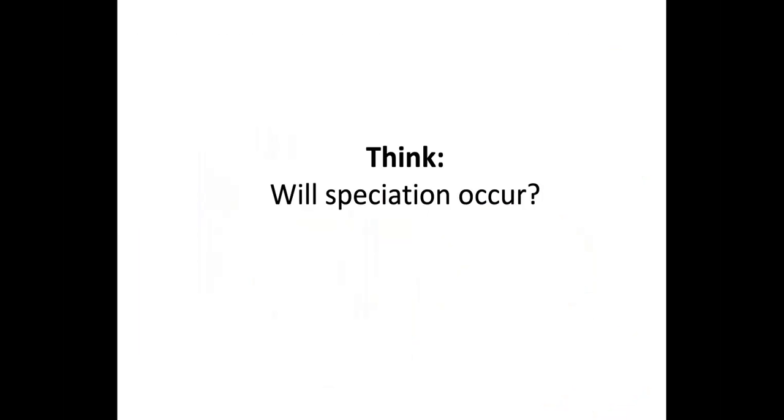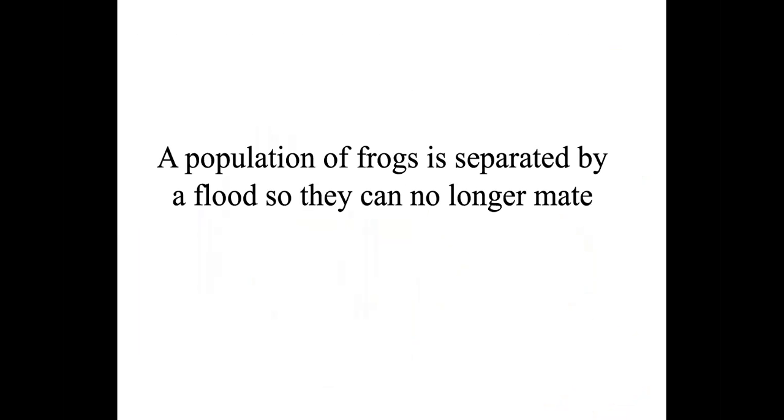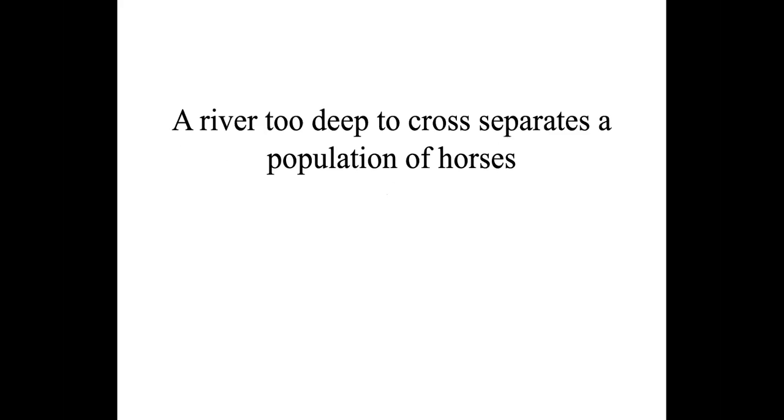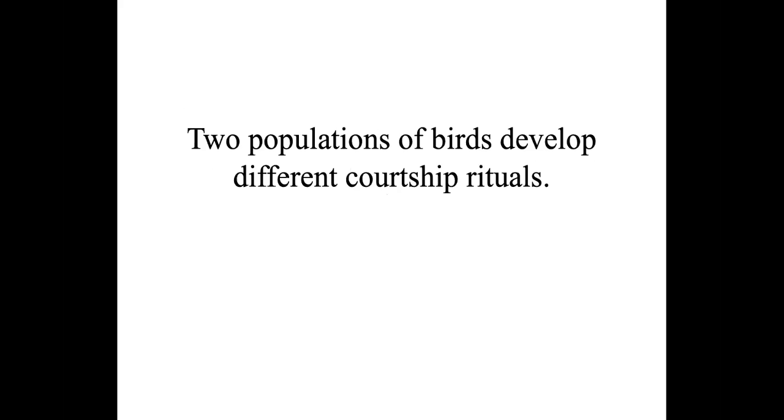So let's think about these. Will speciation occur? A population of frogs is separated by a flood. Yes, because they're going to be isolated. A population of rabbits lives on the same island. No, they're not separated. We're not talking about any kind of isolation. A river too deep to cross separates a population of horses. Yes.